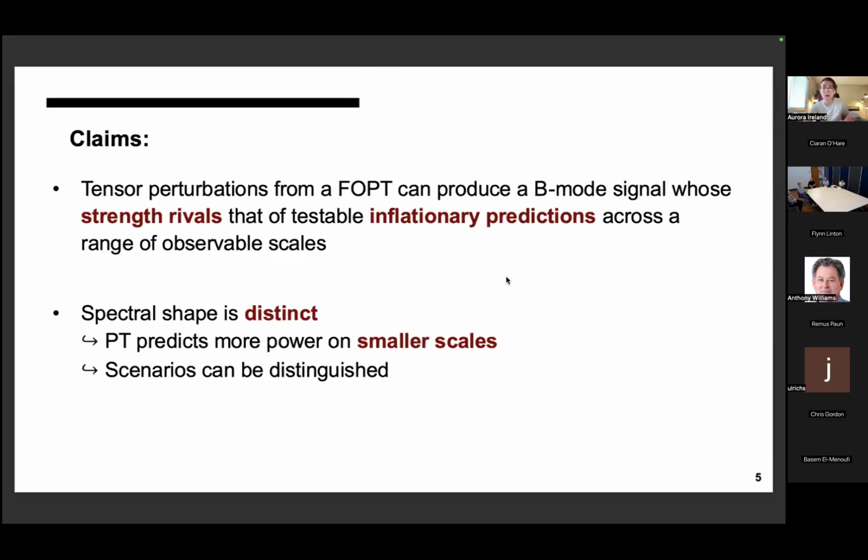So that's all true. But I want to make the case that despite this, the tensor perturbations from a first order phase transition can actually produce a B-mode polarization signal. And the strength can actually even rival that of inflationary predictions if you choose the phase transition parameters right. And it can even be on observable scales. Despite that, it's not necessarily a bad thing for inflation because the spectral shape is going to be distinct. So if we do eventually measure primordial B-mode polarization, if you can measure it on multiple scales, you can still distinguish between these scenarios.